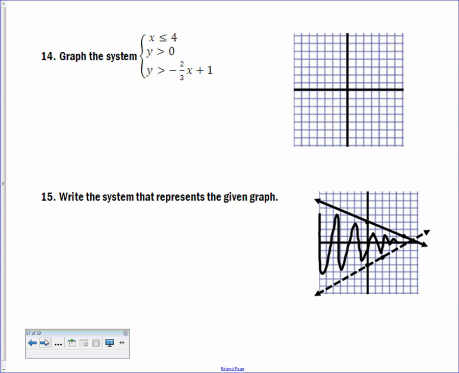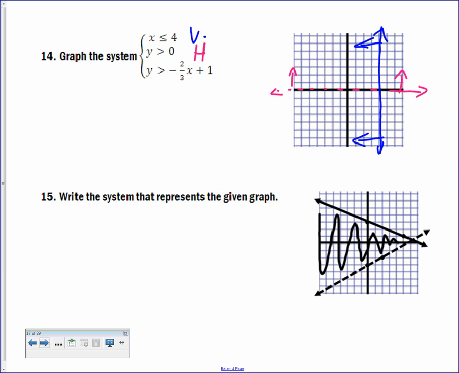14, so x we just said is a vertical line at 4. Again, this one's a solid one because it's got the less than or equal to. And so that's going to be to the left because that's where less than is. y greater than 0 is horizontal. So y, and then that's a dotted line. And then that needs to be above because we said greater than 0.